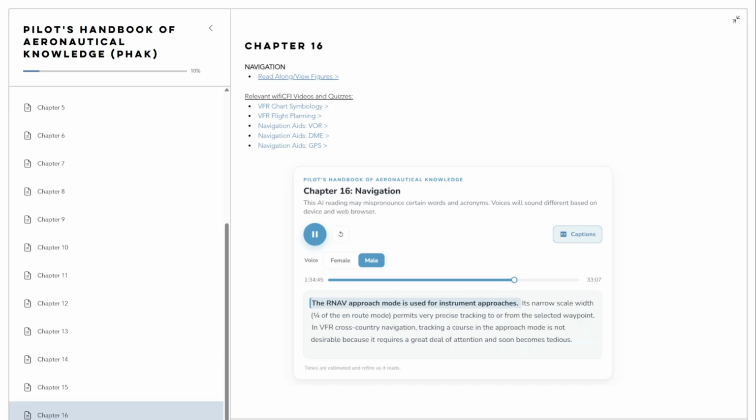The RNAV approach mode is used for instrument approaches. Its narrow scale width, 1/4 of the en route mode, permits very precise tracking to or from the selected waypoint. In VFR cross-country navigation, tracking a course in the approach mode is not desirable because it requires a great deal of attention and soon becomes tedious.